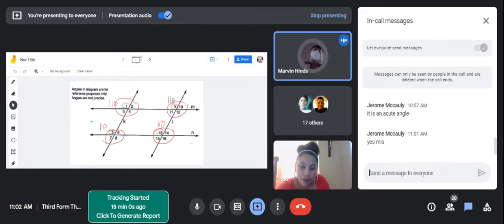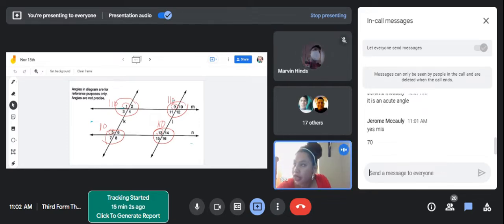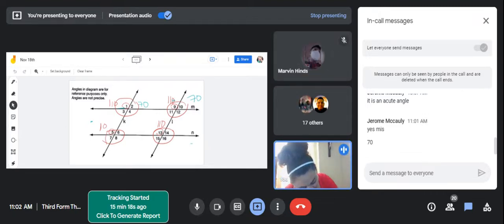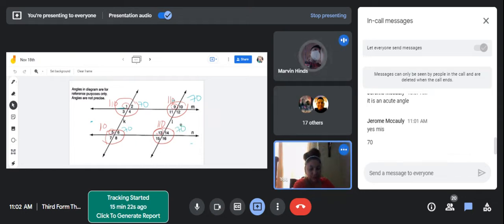Okay, Timmy, it's not 80. You're close to the answer. It's 70. So if number 2 is 70, number 10 will also be 70. What other number will be 70? 6 and 14. 6 will be, okay. What else? 40, miss. Okay.